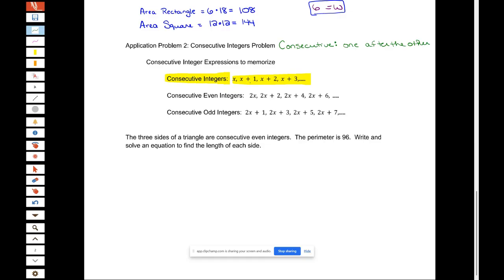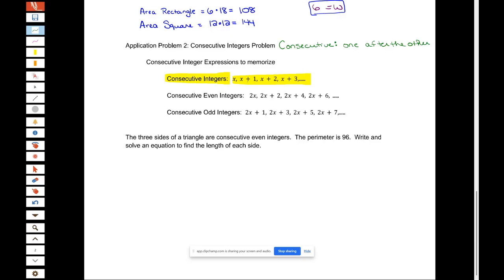The second number is 1 more than the previous number. The third number is 2 more than the first number, because if you take this number and you add 1, 1 and 1 makes 2. If you add 1 to this to get to the next consecutive integer, you get x plus 3, and so on and so on. So x plus 1, x plus 2, x plus 3, however many you need, you stop.